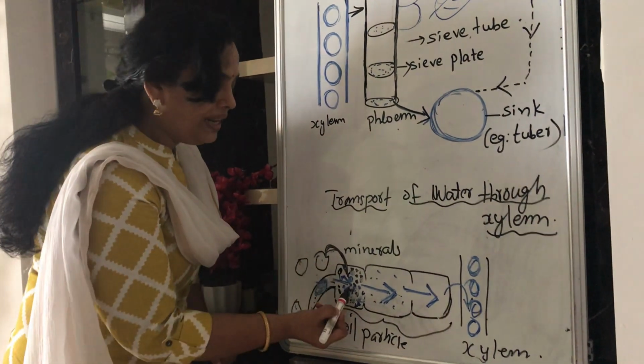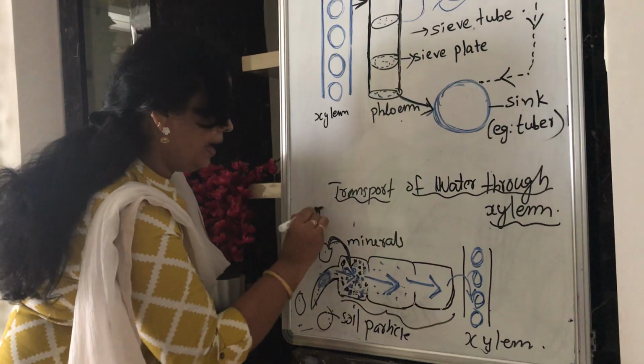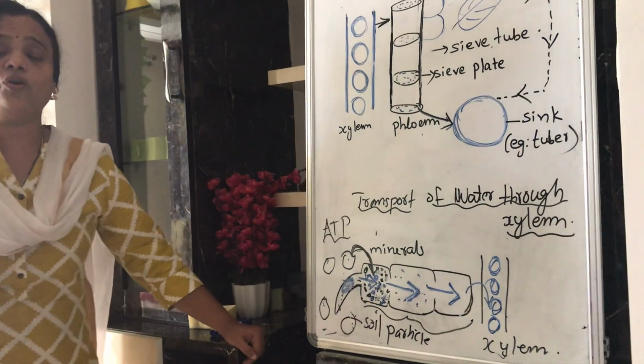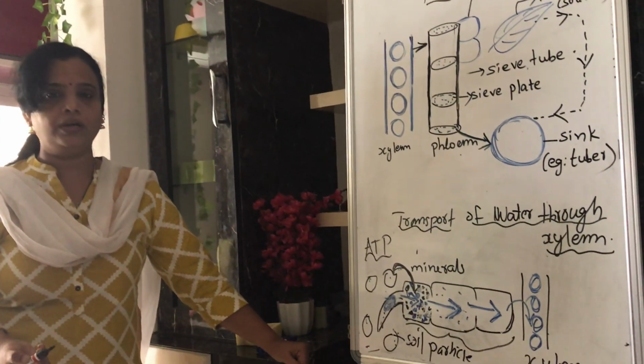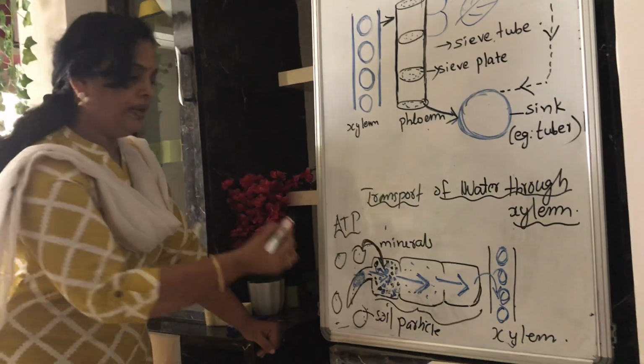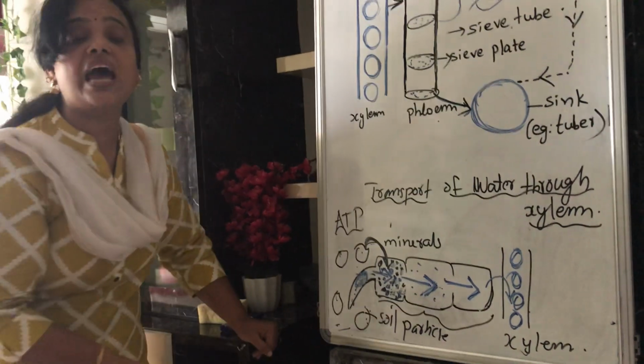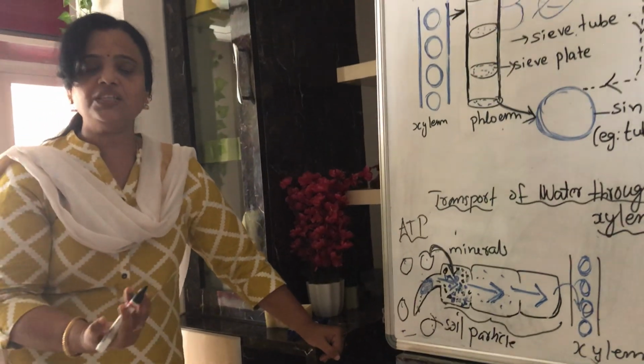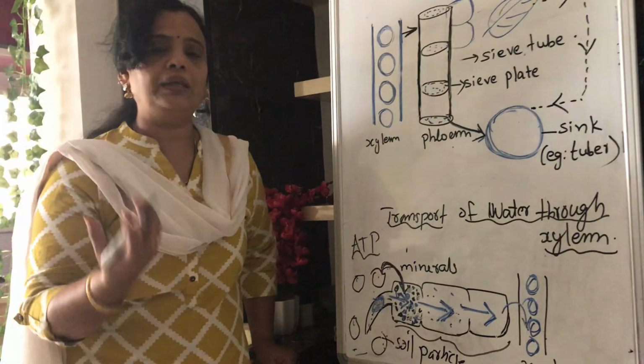That is because of the mineral absorption by using ATP, which is called active transport. Rest all are passive, but mineral absorption by the root is active transport. Active is from actually using the ATP molecule.